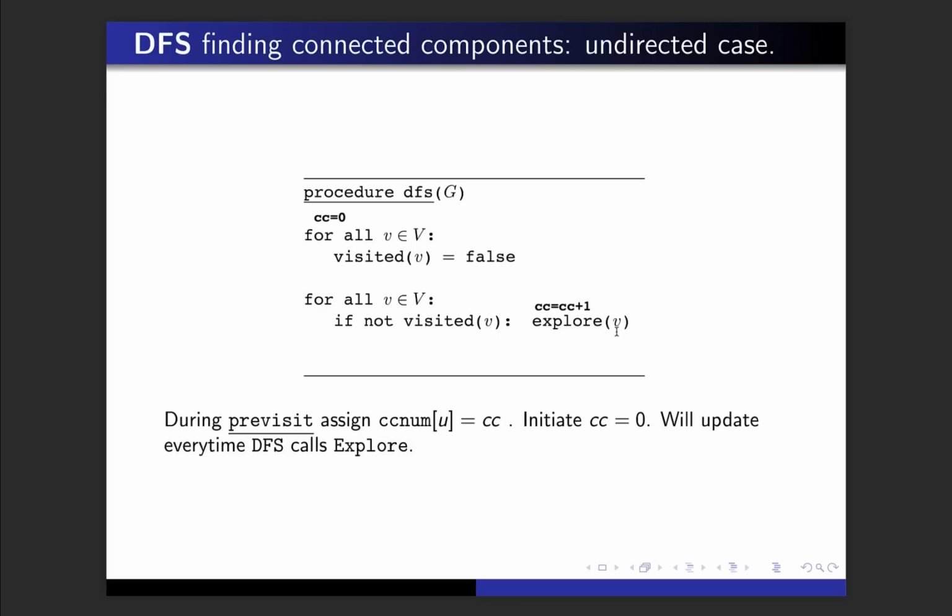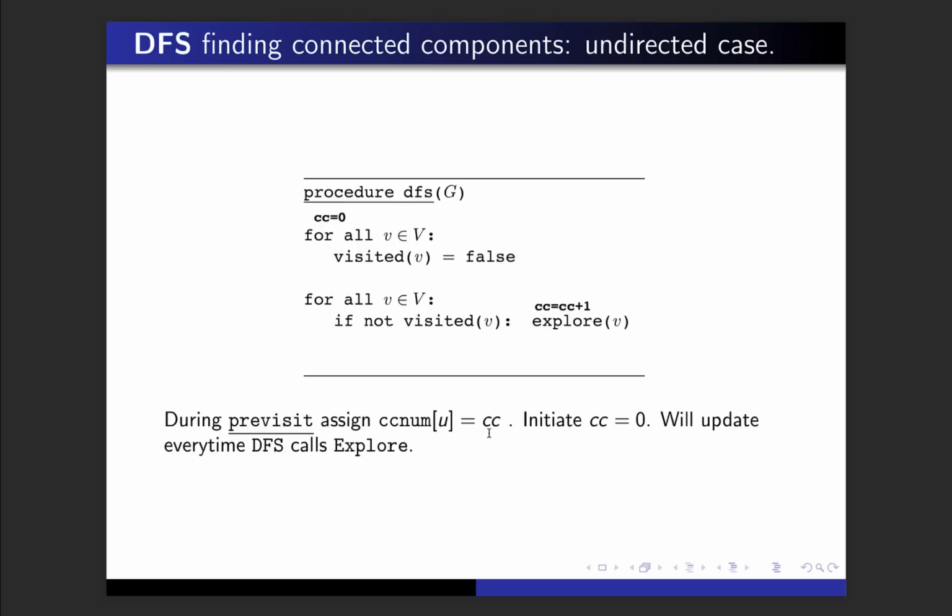And every time you go and explore, you simply set the current value of CC to be equal to the CC_num of every vertex. And then when you finish, you can output the vector of CC numbers. There will be a vector of length n, the number of vertices in your graph.